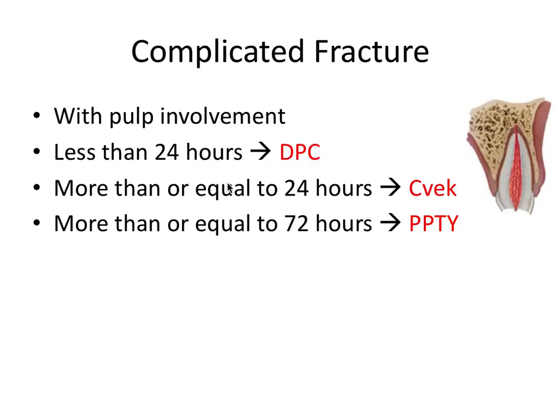If it's more than or equal to 24 hours, we'd have to do a SPEC pulpotomy where we remove part of the coronal pulp tissue. It's a partial pulpotomy is another name for it. And if it's been more than or equal to 72 hours, we do a pulpotomy where we remove the entire coronal pulp.